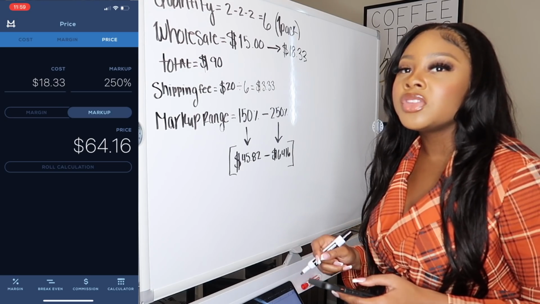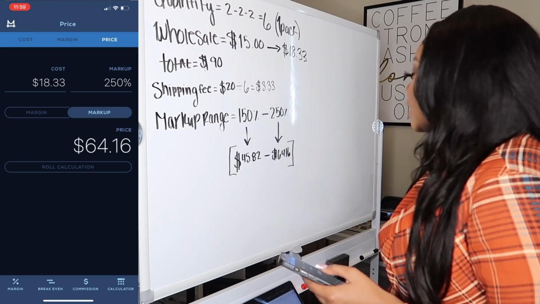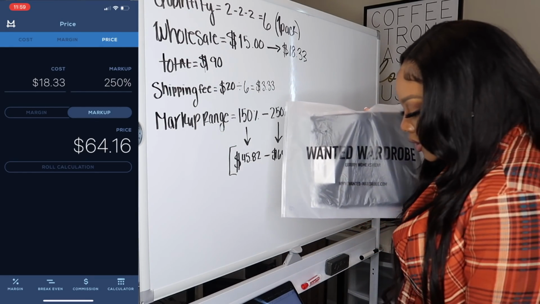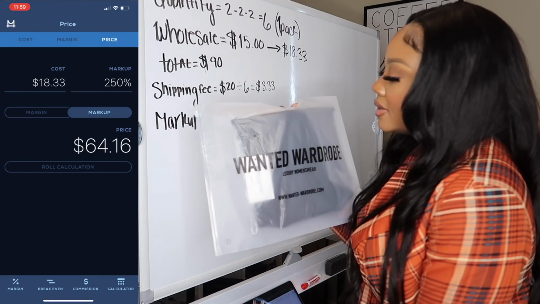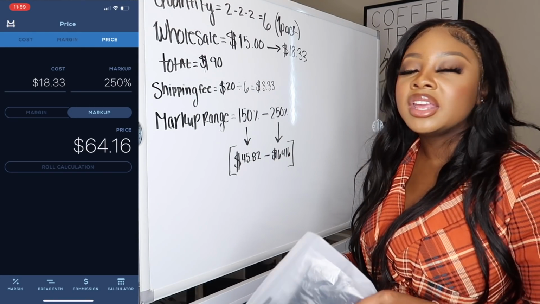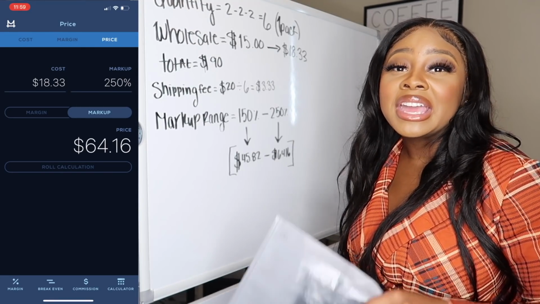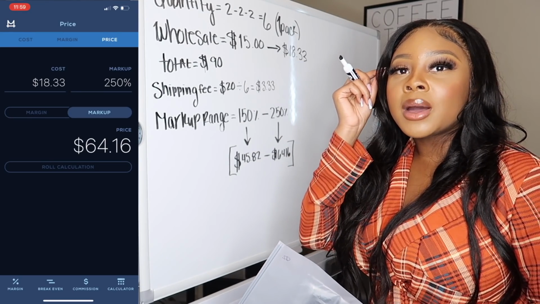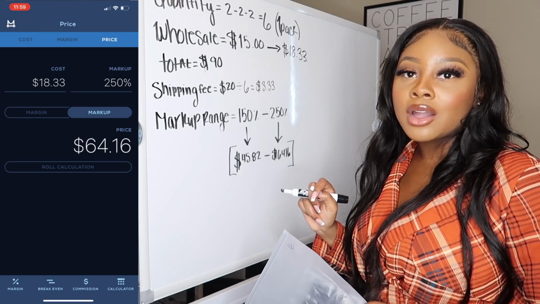However, there's a couple other things you want to consider. Let's say we're looking at this top from the vendor, and I'm like, okay, this is a nice top. It has some really good quality to it. It's in good condition. It's actually in really high demand. It's really trendy right now on social media. Granted, I'm going to think about all of those things before I come up with my actual price.